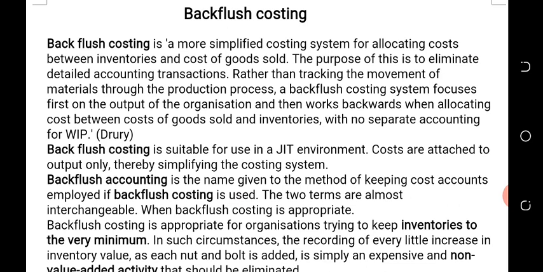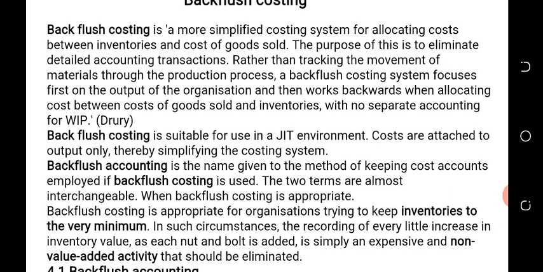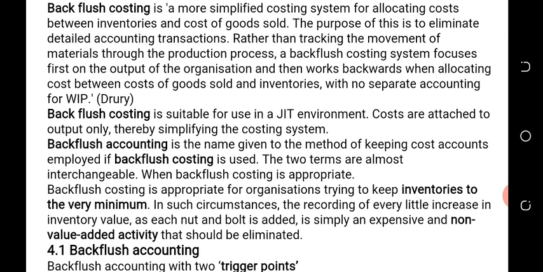Now, the purpose of this is to eliminate detailed accounting transactions rather than tracking the movement of materials through the production process. A backflush costing system focuses first on the output of the organization and then works backward when allocating costs between cost of goods sold and the inventory, with no separate accounting for work in progress. Now that is backflush, as the name implies.